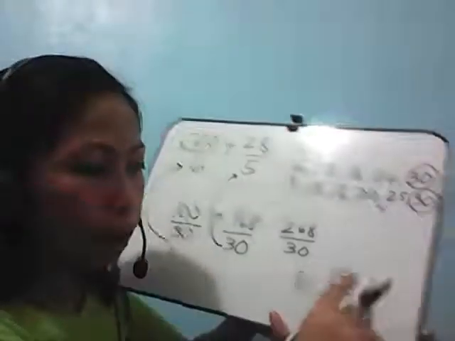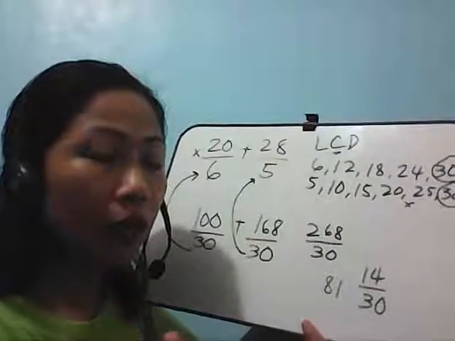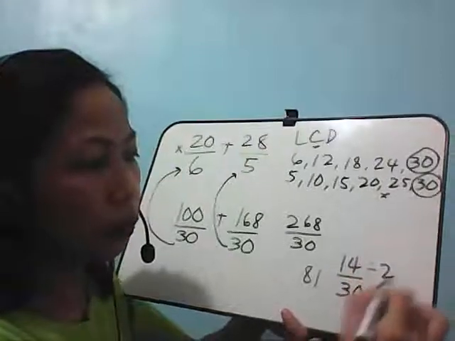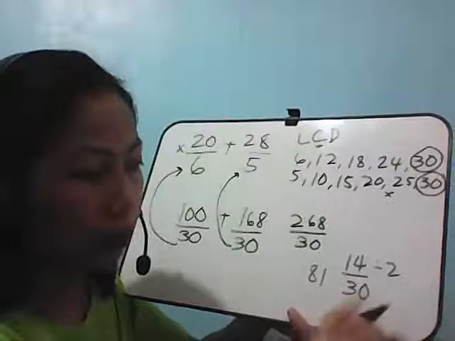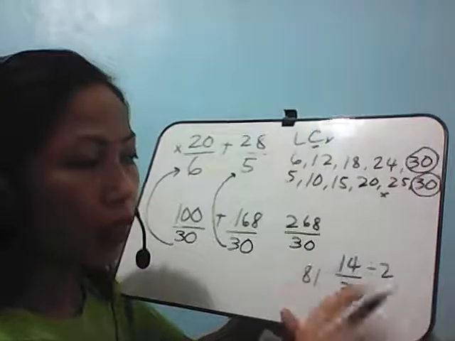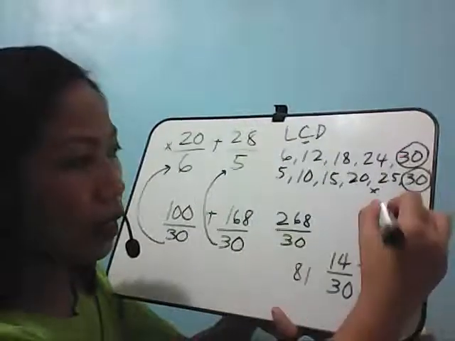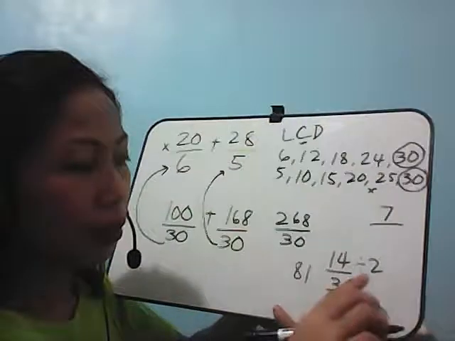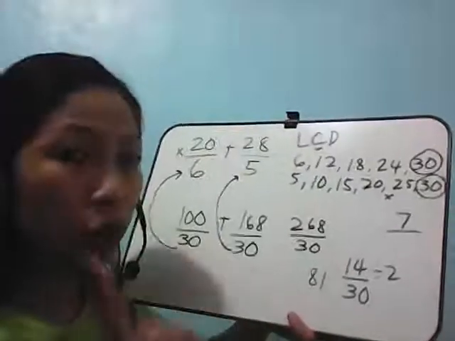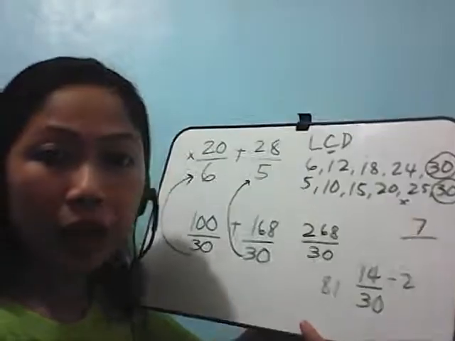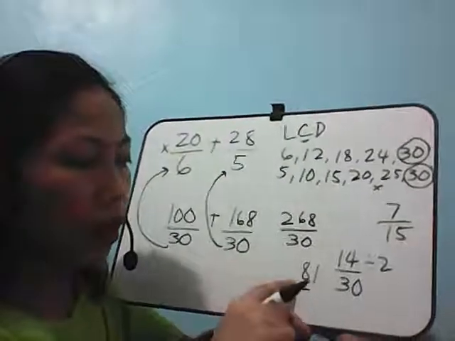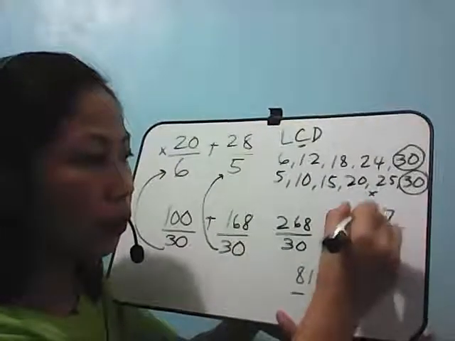Since our fraction here, meron pa silang common factor. Yeah, common factor. Exactly. So, i-divide natin siya sa 2, both. Okay. 14 divided by 2 is 7. Saan natin isusulat? Dito na lang sa taas. Then, 30 divided by 2 is 15, right? Okay. And of course, just copy the whole number, which is 81.